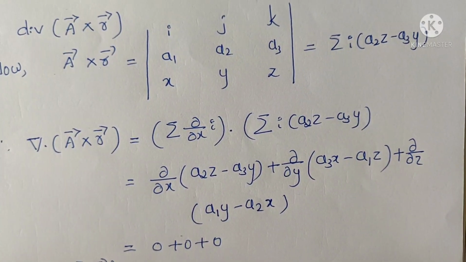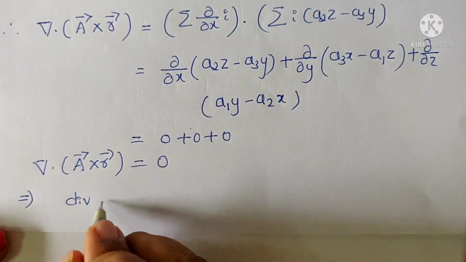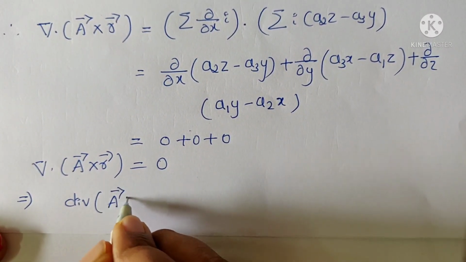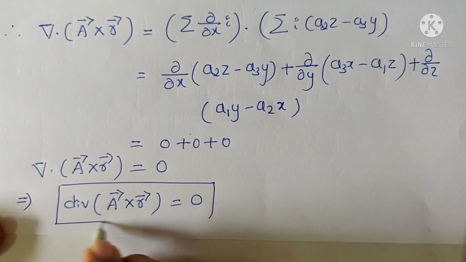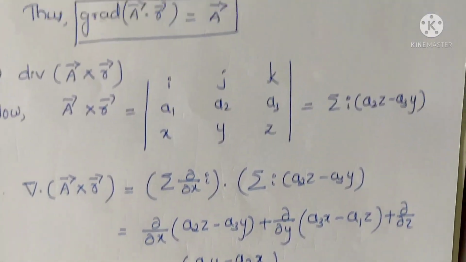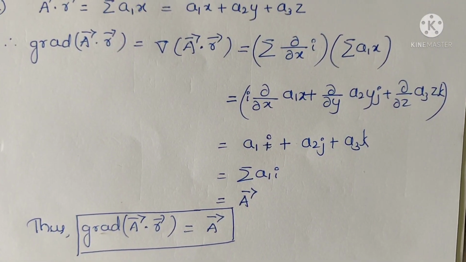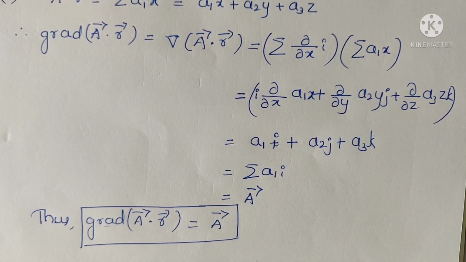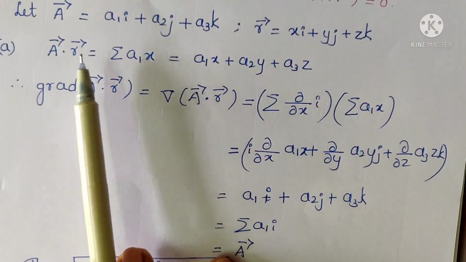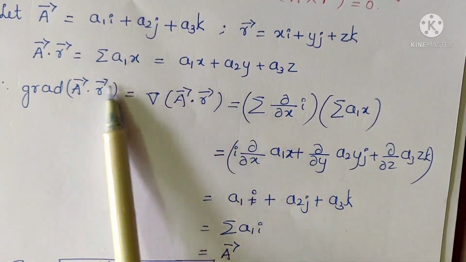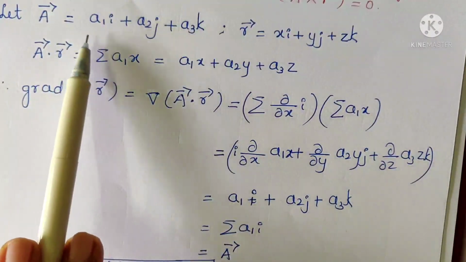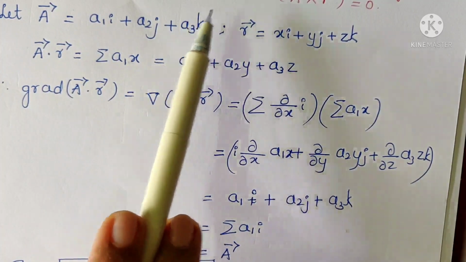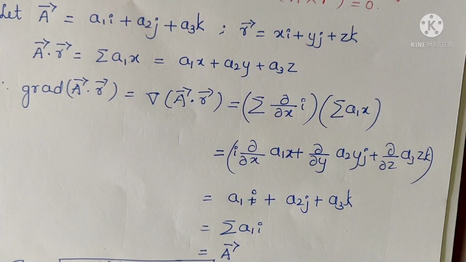This implies divergence of vector A cross vector R is equal to 0. So whenever you are asked with the constant vector and the position vector to find these, first we have to write down the constant vector and the position vector. You can write the summation automatically because these are symmetric. A1, A2, A3, again it follows A1, A2, A3, A2 replaced by A3, A3 replaced by A1, like this. It's symmetric.